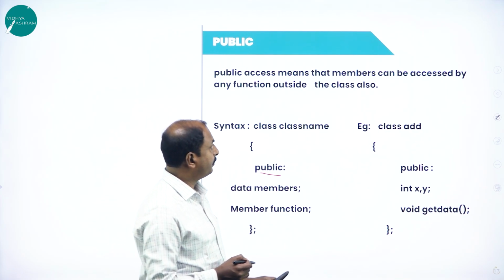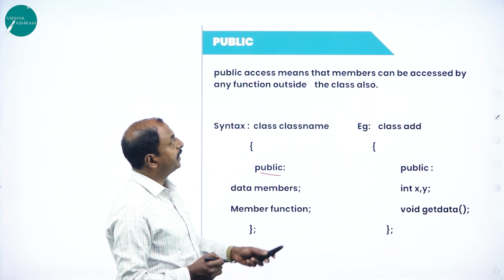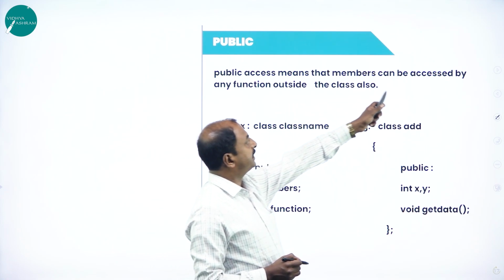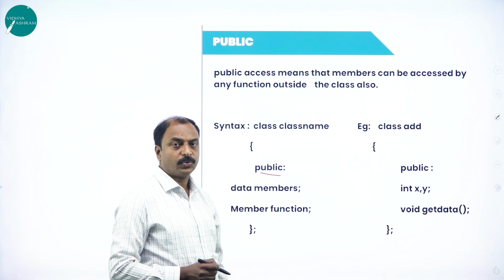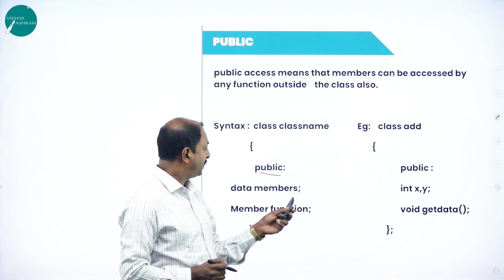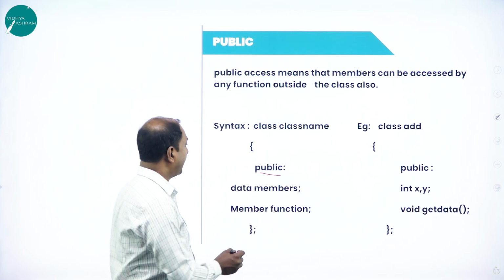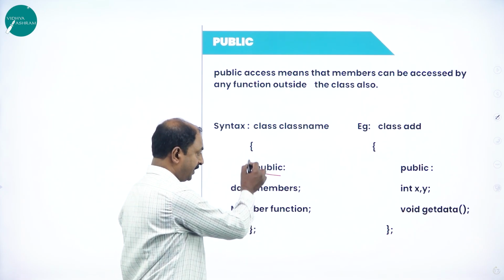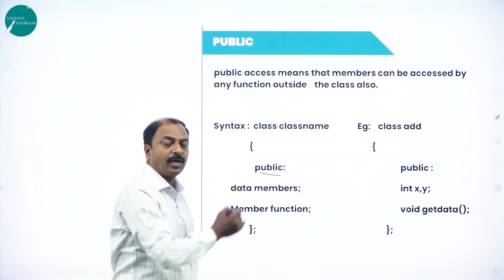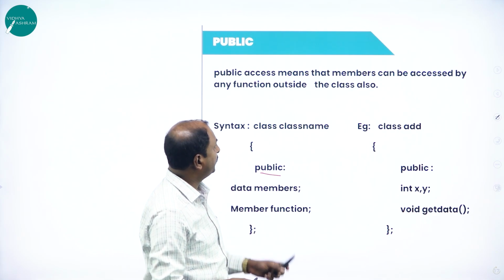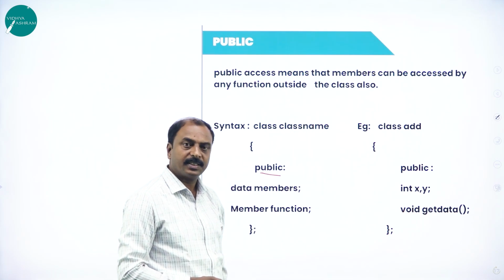So in this example, the definition says that members can be accessed by any function outside the class also. Any member functions or data members defined within the class, even these members can be accessed from outside the class or by some other class. That is the meaning of the public access specifier.